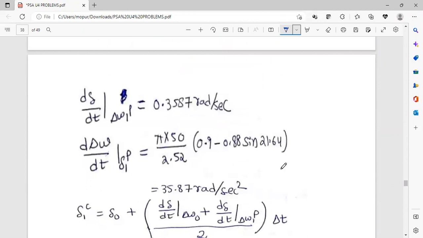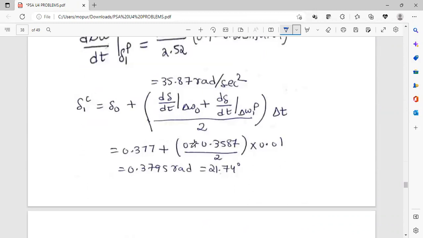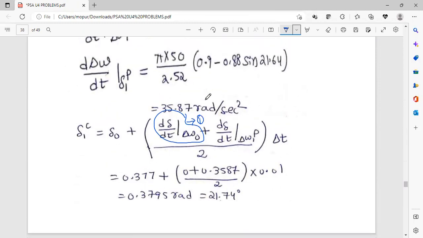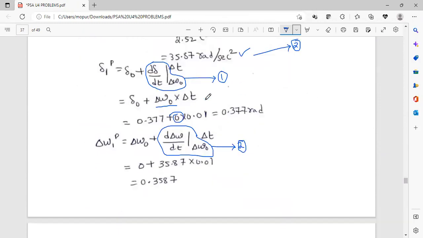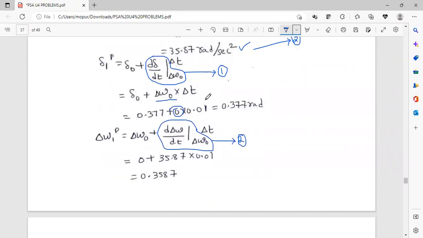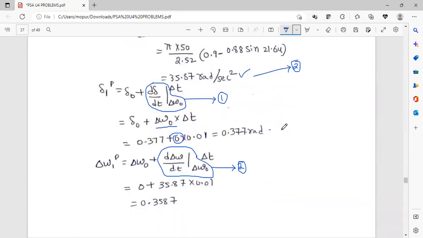Now the next thing is the next formula. You know the value of del naught, and this is d del omega by dt. This is the first formula. And this is what we had got here. This is the third formula, right? This is the third formula. And this is the fourth formula.